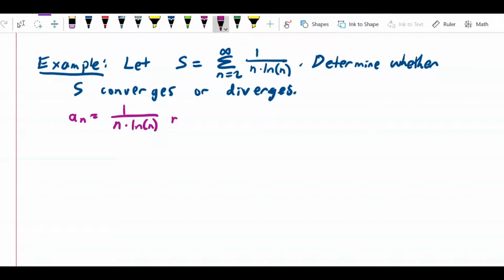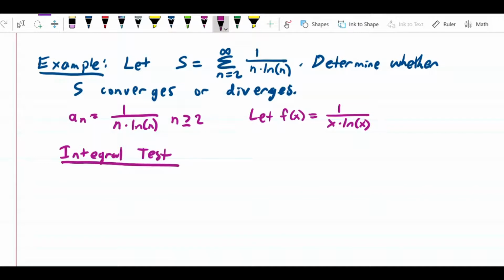and this is valid for n greater than or equal to 2, since that's where we're starting. And we're going to define f of x. Actually, we don't have an f of x, so let's let f of x equal 1 over x times ln x. So let's perform the integral test. And as I've said in the past, when you're performing a test, such as the ones we learned before, like the nth term test, you should really state the name of the test before you perform it, just so it's clear what mathematical theorem you're relying on to prove convergence or divergence.